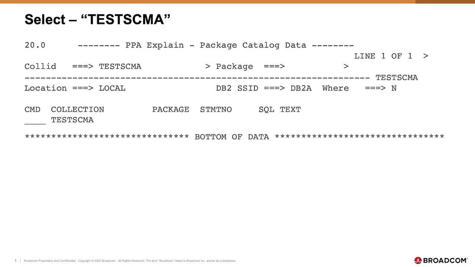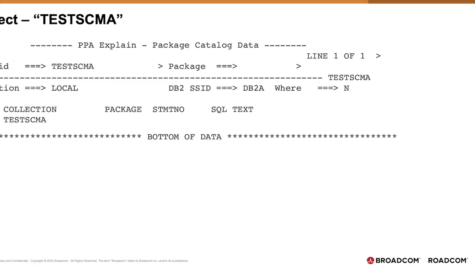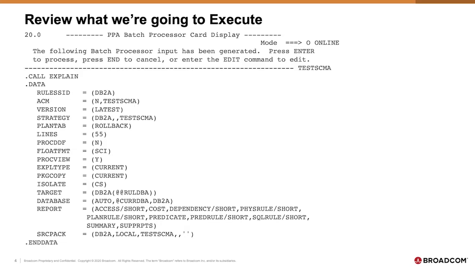In the Package Catalog Data menu, we can see our collection ID is test schema. We move to the command line in front of the collection test schema, and we enter S and enter. In the Batch Processor Card Display menu, we can see the strategy that we're going to execute. We're going to issue an explain on test schema, and explain type is a current explain. Hit enter, and we'll see the results.